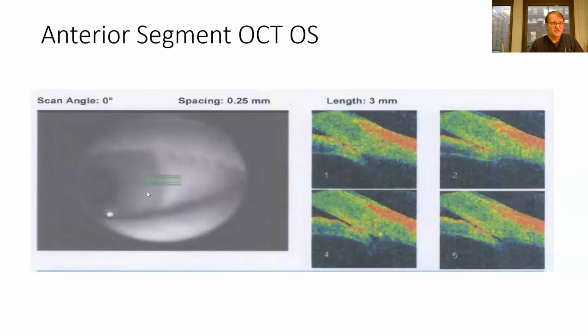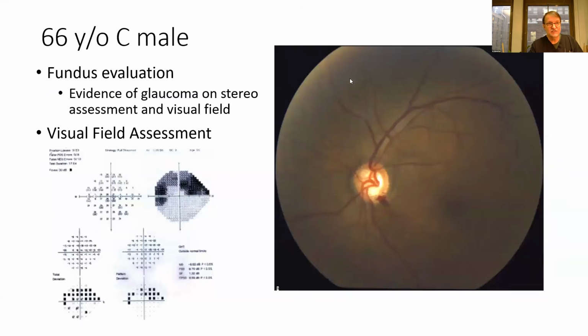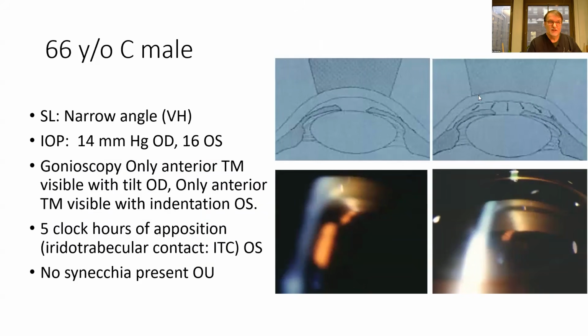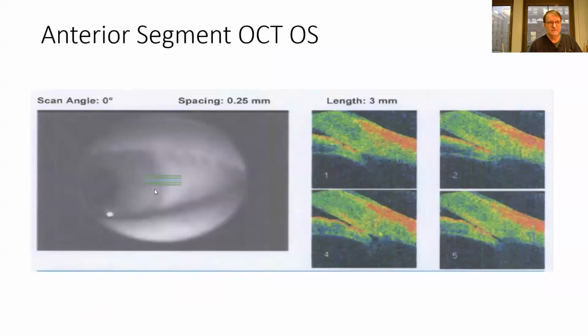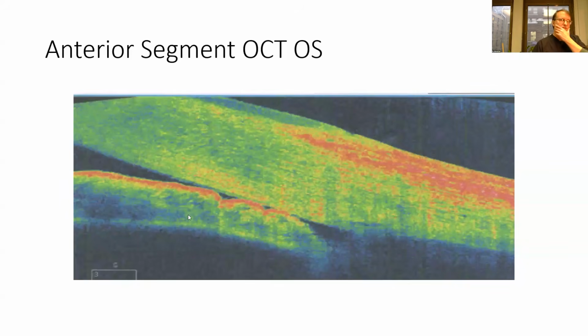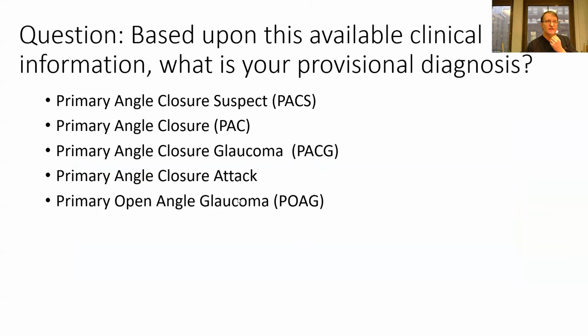Anterior segment OCT of this patient's anterior chamber angle. You see the apposition here. This is iridotrabecular contact. I'm able to see his trabecular meshwork by doing indentation gonioscopy, pressing down, forcing the angle open, which means it hasn't synechiaed yet. So this tissue can still be pushed away. And here it is up close. You can see how this type of technology is a very useful tool in an eye care setting.